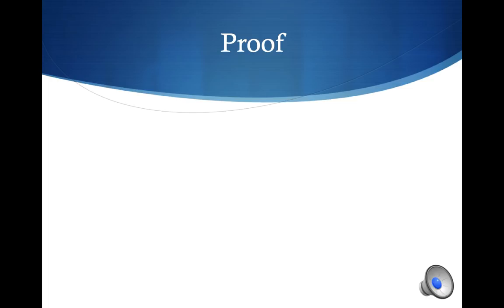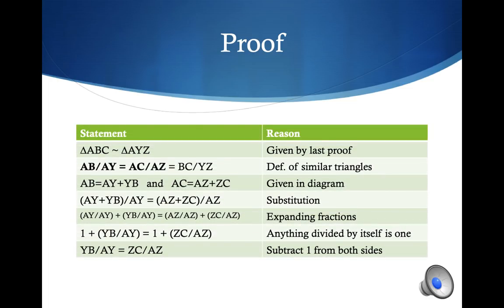Once again, we have our 2-column proof with statements on one side and reasons on the other. Just as before, we are going to start with our given, which is triangle ABC is similar to triangle AYZ. From this, we can use our definition of similar triangles to say that a common ratio exists. More specifically, we can write this as side length AB divided by side length AY is equal to side length AC divided by side length AZ, which is also equal to side length BC divided by side length YZ.